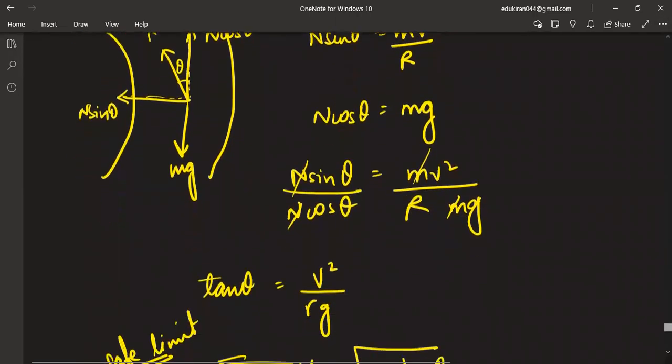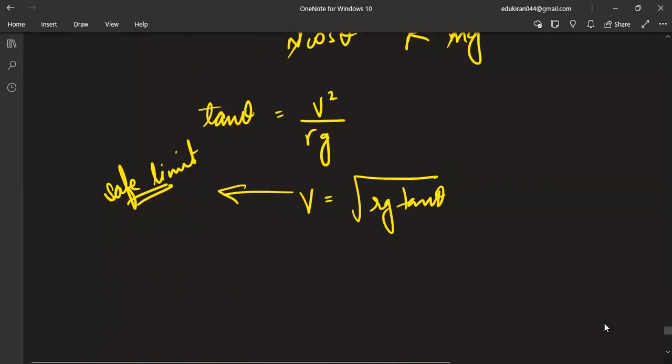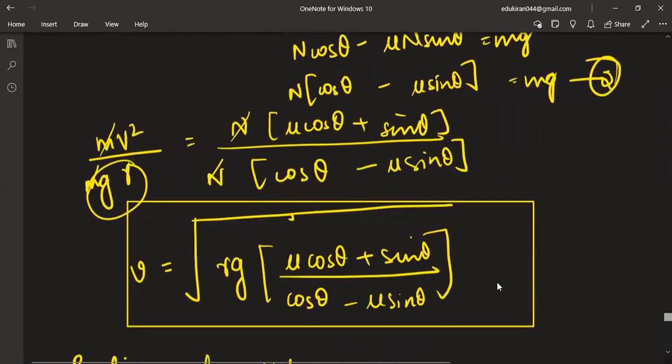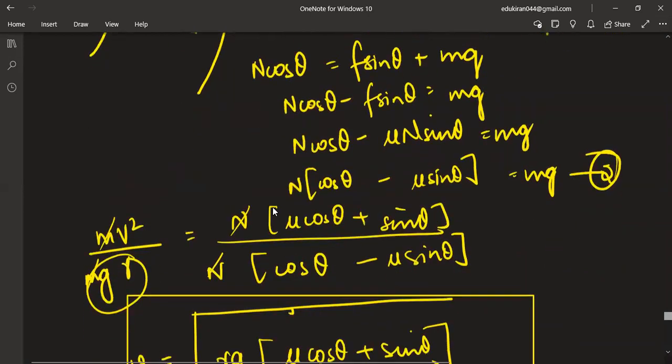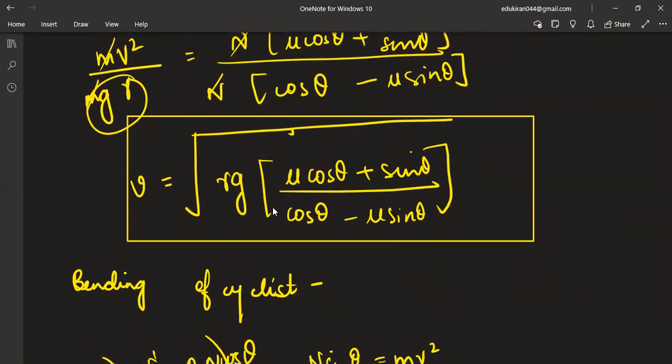Now, if a cyclist is bending, same thing, but just remember the formula is the way we write it, with mu as tan theta in friction. Yesterday only we did. So remember in that order. So the safe limit for a cycle is under root rg tan theta. These formulas are important, out of which this is the most important formula: under root rg times mu cos theta plus sine theta divided by cos theta minus mu sine theta. At least this much portion all of you should know.